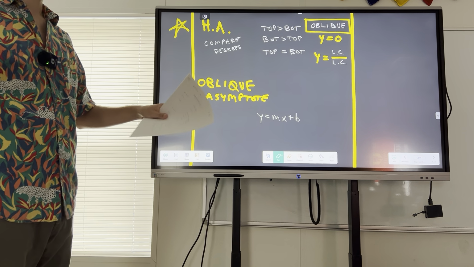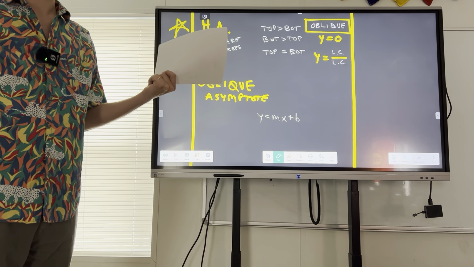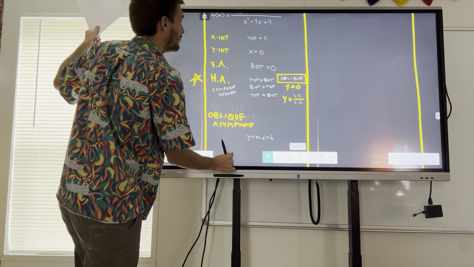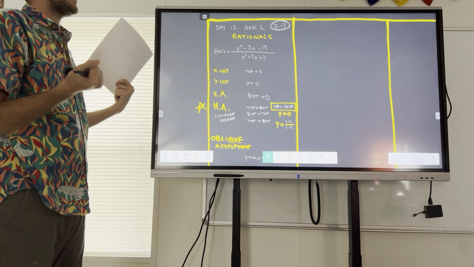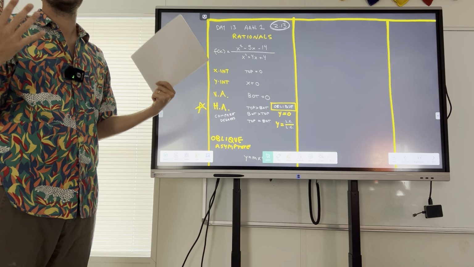But where it comes from is you just do the actual division, okay? Rationals look like a division problem. And when you're trying to find that oblique asymptote, you just do the division.